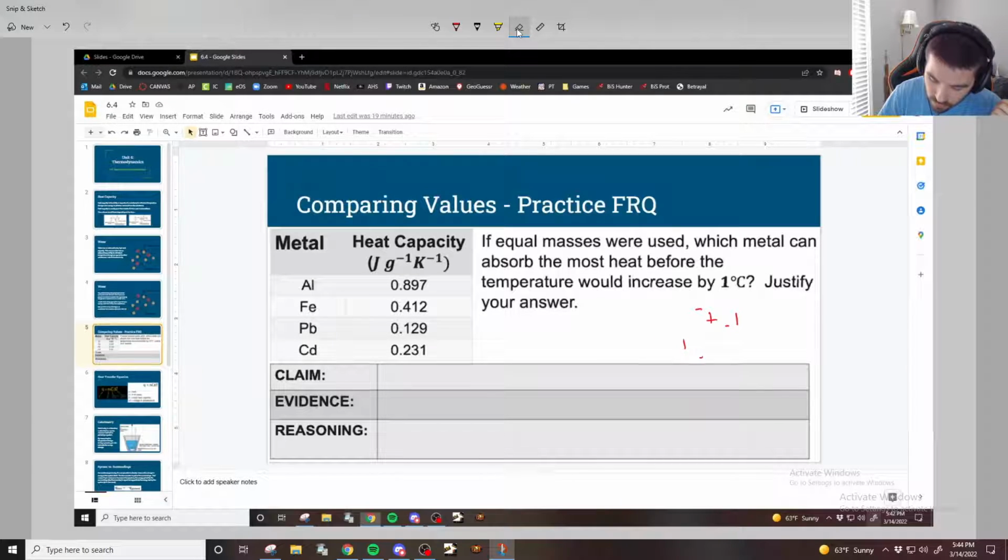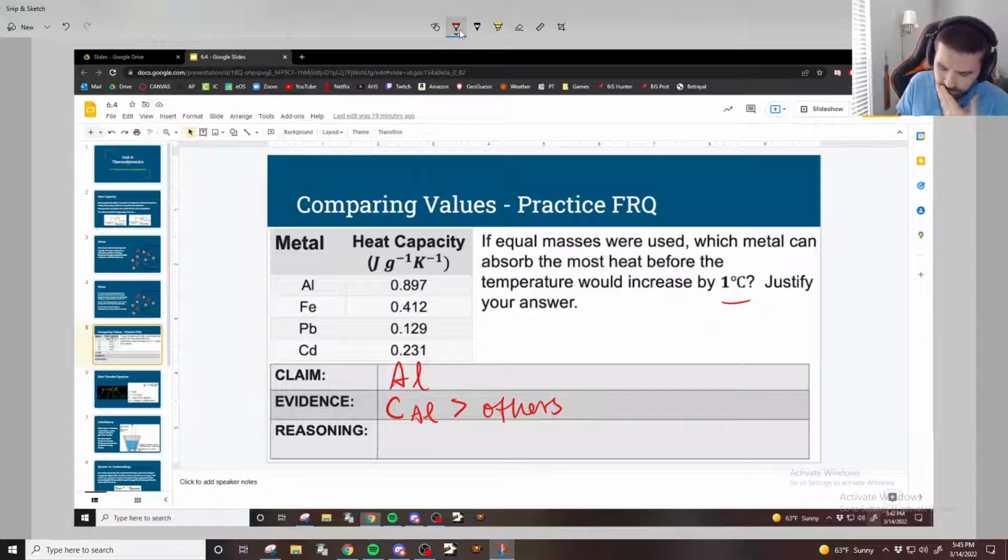If equal masses were used, which metal can absorb the most heat before the temperature would increase by 1 degree Celsius? Justify your answer. Which metal can absorb the most heat before the temperature would increase by 1 degree Celsius? That's going to be the one that has the highest heat capacity. It's going to be the one that's the most resistant to temperature change. So that would be aluminum. Okay, that's my claim. Aluminum would be able to absorb the most heat before the temperature increased by 1 degree C. My evidence would be that the heat capacity for aluminum is greater than the others.